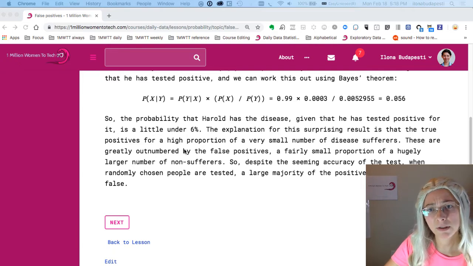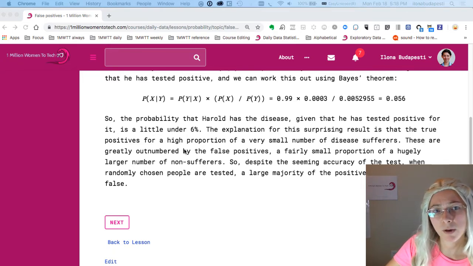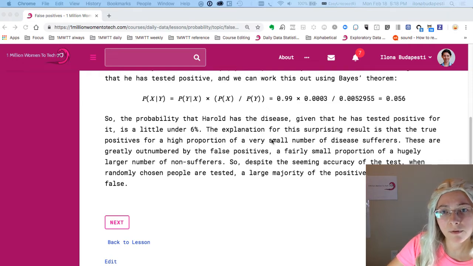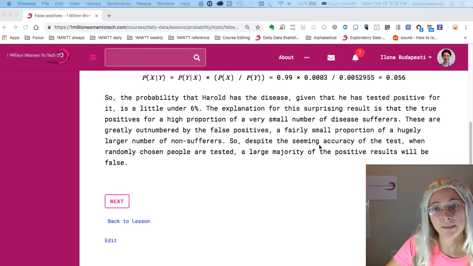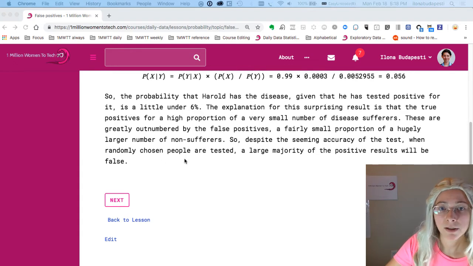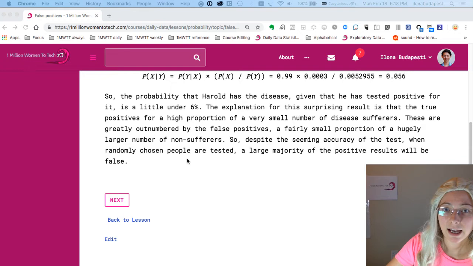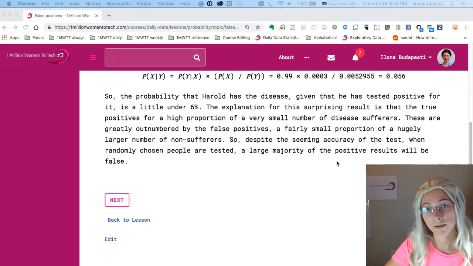The explanation for this surprising result is that the true positives form a high proportion of a very small number of disease sufferers. These are greatly outnumbered by the false positives, a fairly small portion of a hugely larger number of non-sufferers. So despite the seeming accuracy of the test, when randomly chosen people are tested, actually a large majority of the positive results will be false.